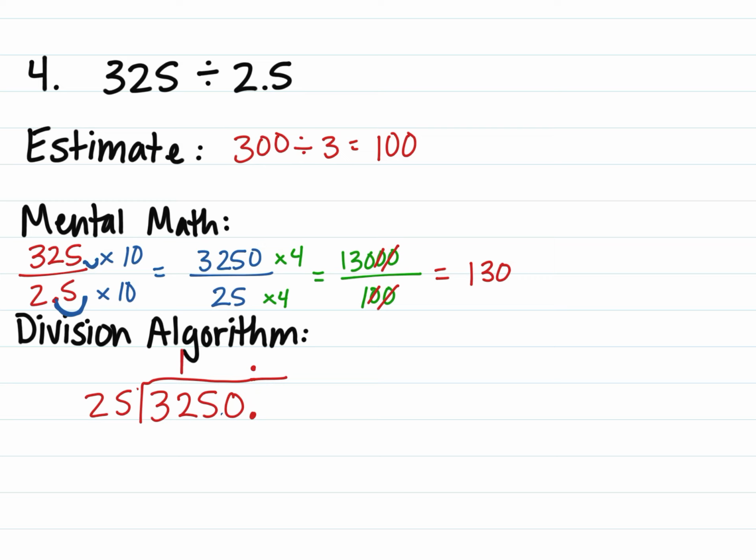25 fits into 32 once. When you subtract, that gives you 7. Then you need to bring down your 5. 25 fits into 75 3 times. 75 cents is 3/4. That's one way that you can think of it. And I have nothing left over, but I still have to fill in my spaces. So my answer is 130. And that's pretty close to my estimate.